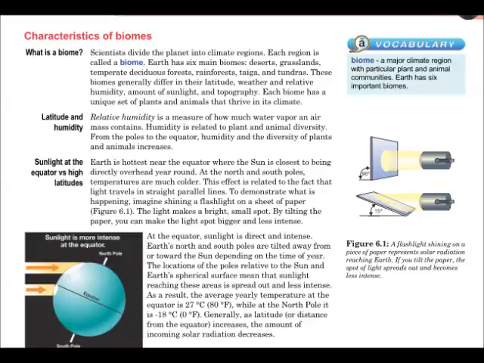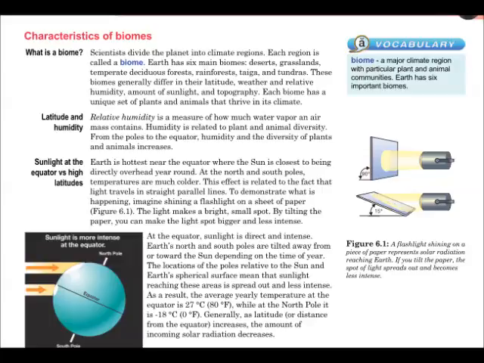Relative humidity is a measure of how much water vapor an air mass contains. Humidity is related to plant and animal diversity. From the poles to the equator, humidity and the diversity of plants and animals increases. Earth is hottest near the equator, where the sun is closest to being directly overhead year-round. At the north and south poles, temperatures are much colder.